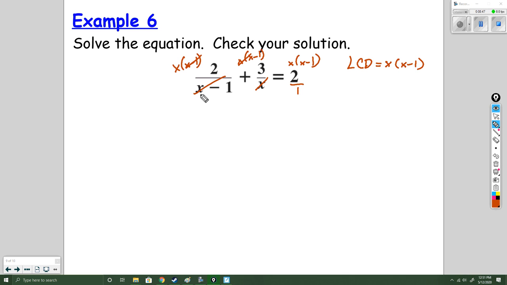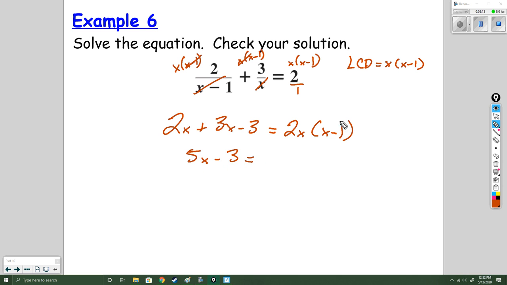So now let's rewrite it. So 2 times x is 2x. 3 times x minus 1 would be 3x minus 3. All right, and then we have 2x times x minus 1. On the left side, we're going to simplify. So we have 2x plus 3x, which is 5x. On the right side, we're going to simplify this. We get 2x squared minus 2x.